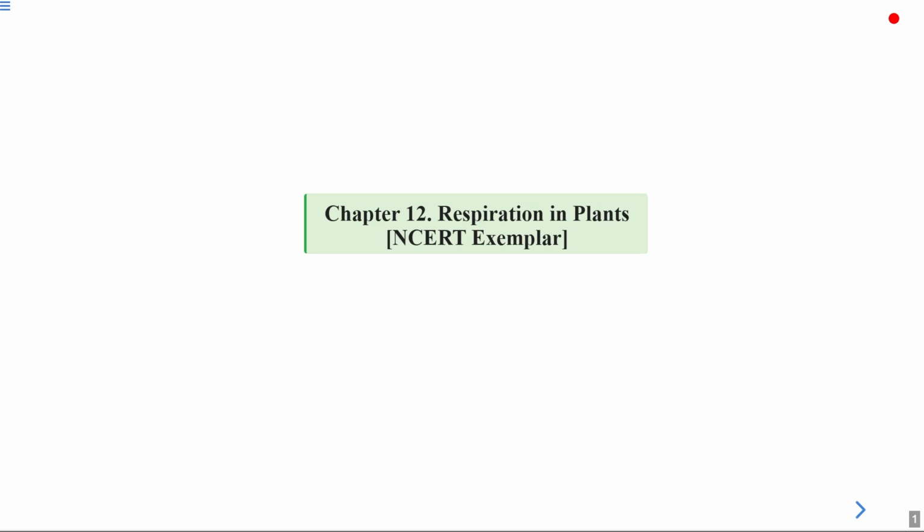Hello students, today we will be solving chapter 12 Respiration in Plants NCERT Exemplar questions.